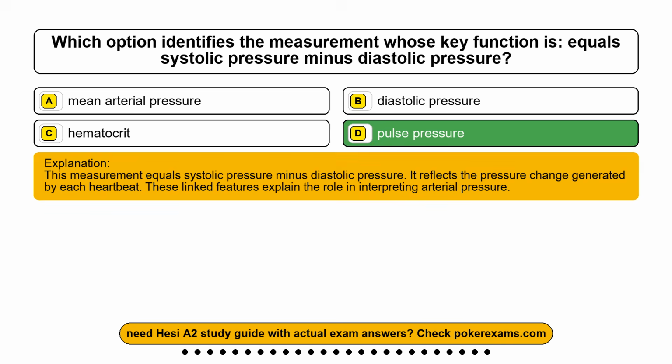This measurement equals systolic pressure minus diastolic pressure. It reflects the pressure change generated by each heartbeat. These linked features explain the role in interpreting arterial pressure.